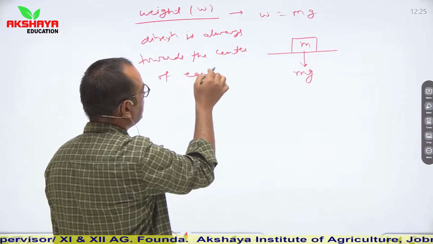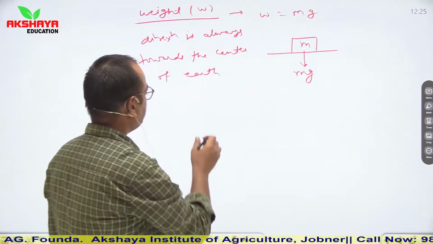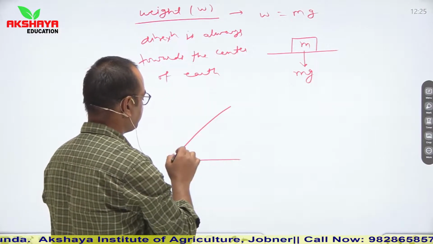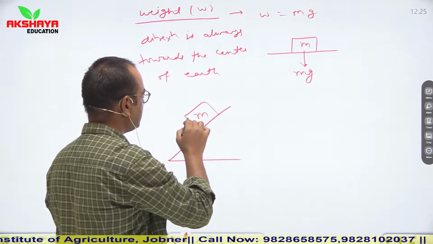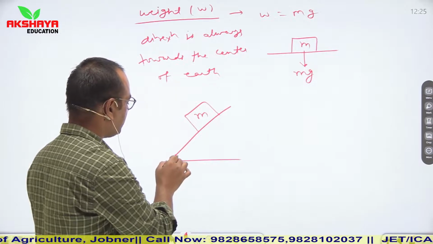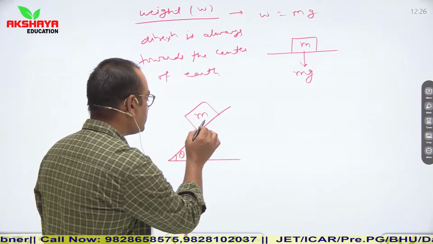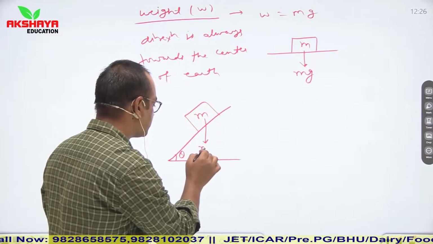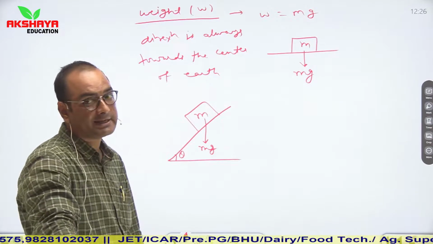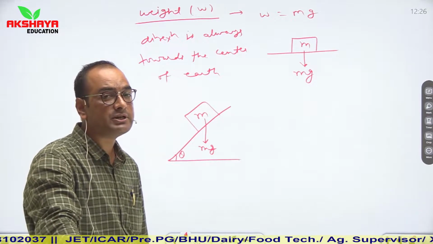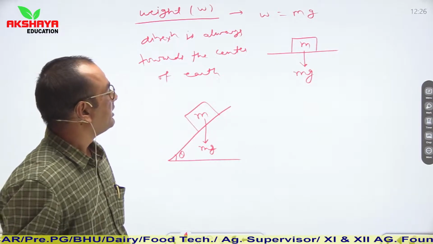So this is placed on a simple plane. Now if it is placed on an inclined plane, this is an object of mass m placed on an inclined plane. Then in this situation also, its weight is always towards the center of the earth. So this is the representation of weight mg. In both cases it is clear that weight mg is always towards the center of the earth. So this is a pattern of force, weight.